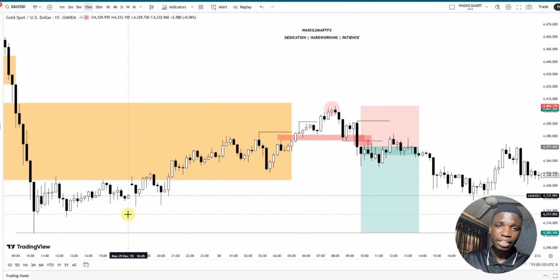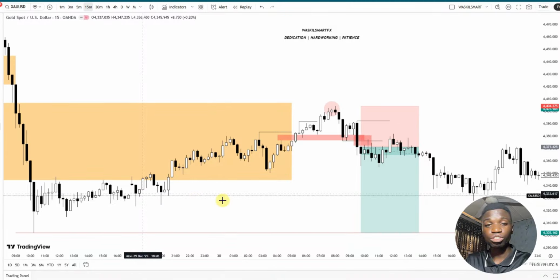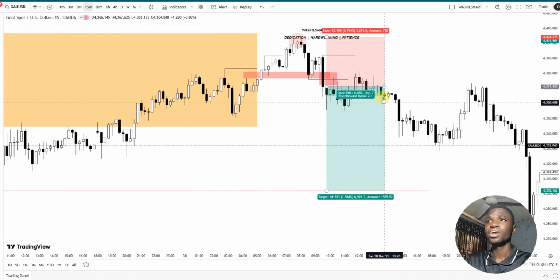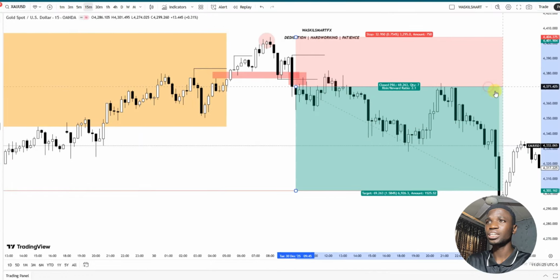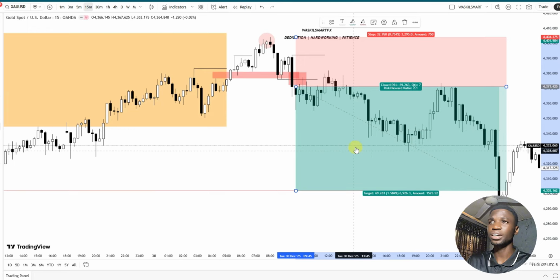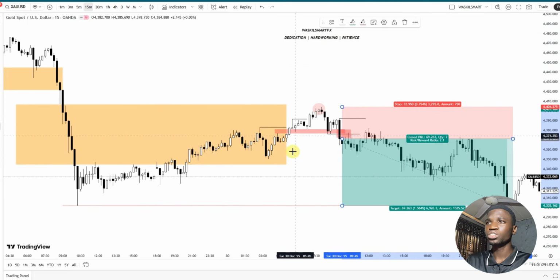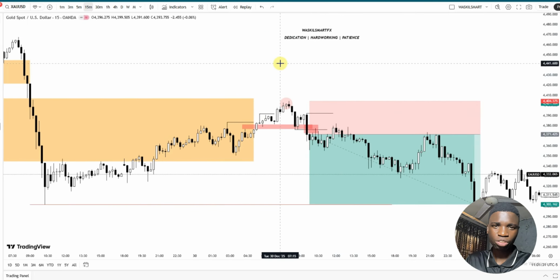Don't forget how everything started. The first thing is the draw on liquidity, the second thing is the resistance, the third thing is the confirmation, and the fourth thing is the entry pattern. You can see the market hits that take profit. Even from here, I can actually look at another entry pattern, but for the sake of this video, I'll make it short this way.